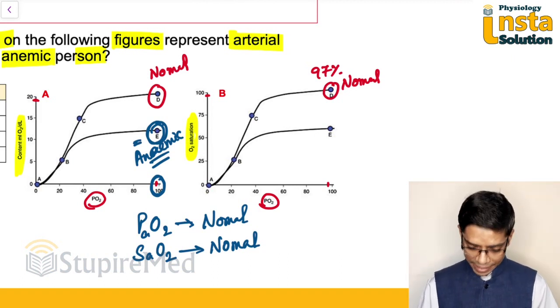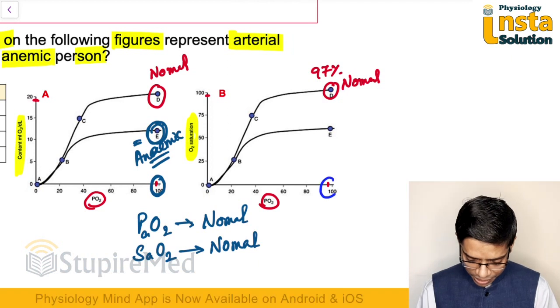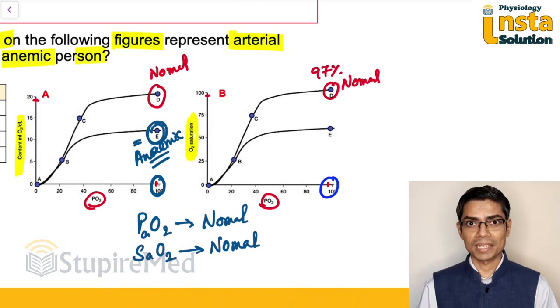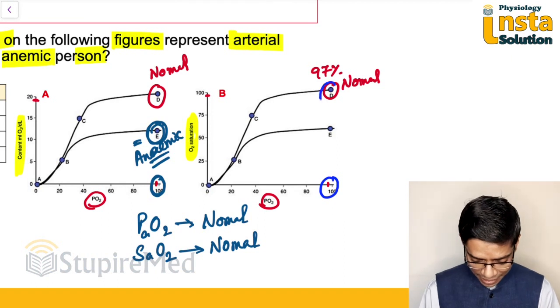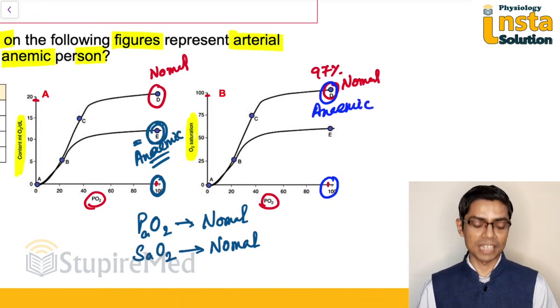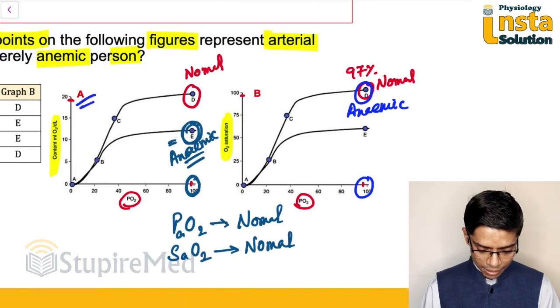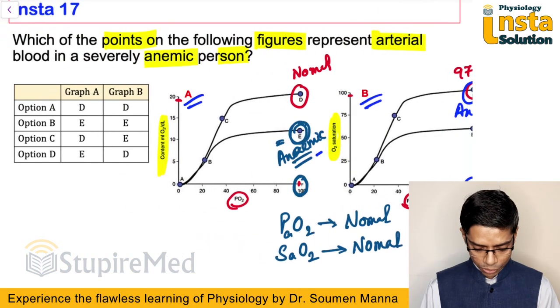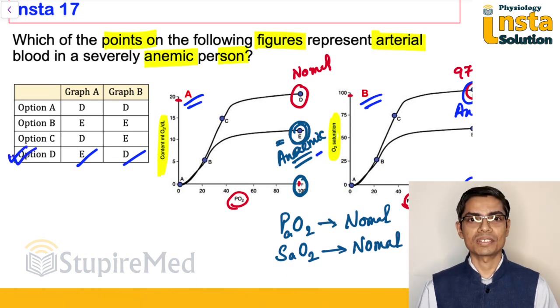But in the second curve, the partial pressure is again 98 millimeter of mercury in an anemic person, and the saturation is the same as that of the normal person. That means again this point D indicates an anemic person. So in curve A the point is E, and in curve B the point is D. So E and D, option D is the answer to this question.